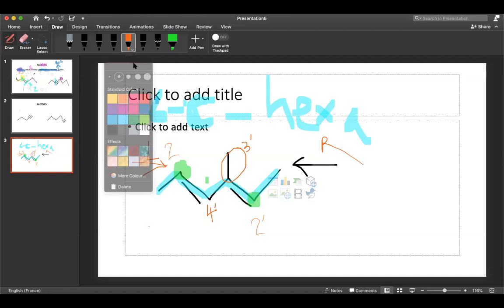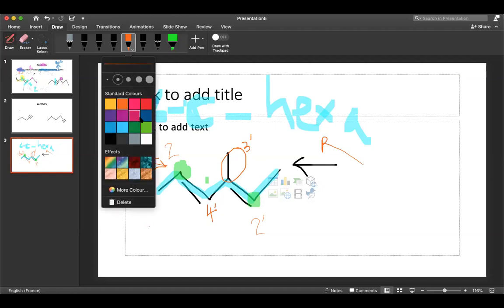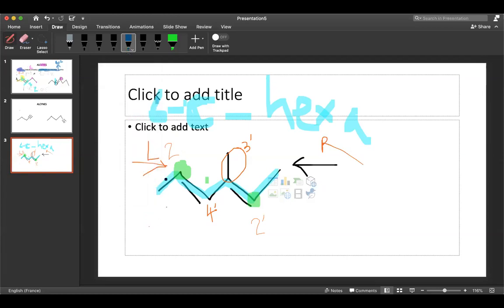So we change the color. Which color are we going to use? Red. No, blue, I think blue. So same principle. This is number 1, number 2, number 3, and number 4. So we align them, right? We align them. So this is a box from left to right.